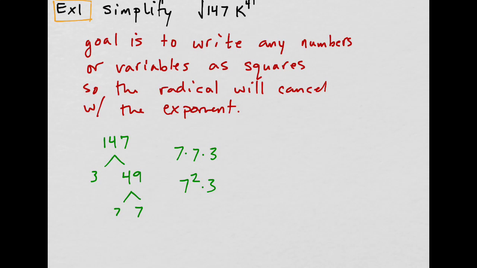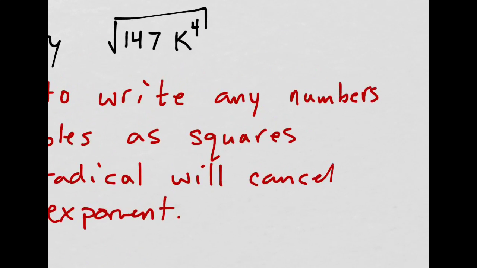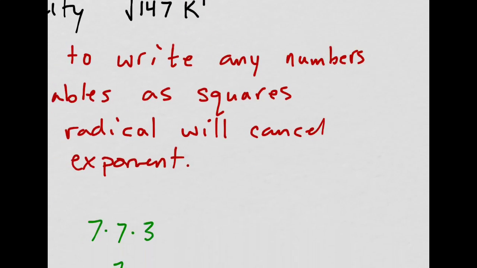So for part of my radical, let's see, in red, I have the radical, and instead of 147, I now have 7 squared times 3. And then I still need to change the variable. So we still have to deal with the k.